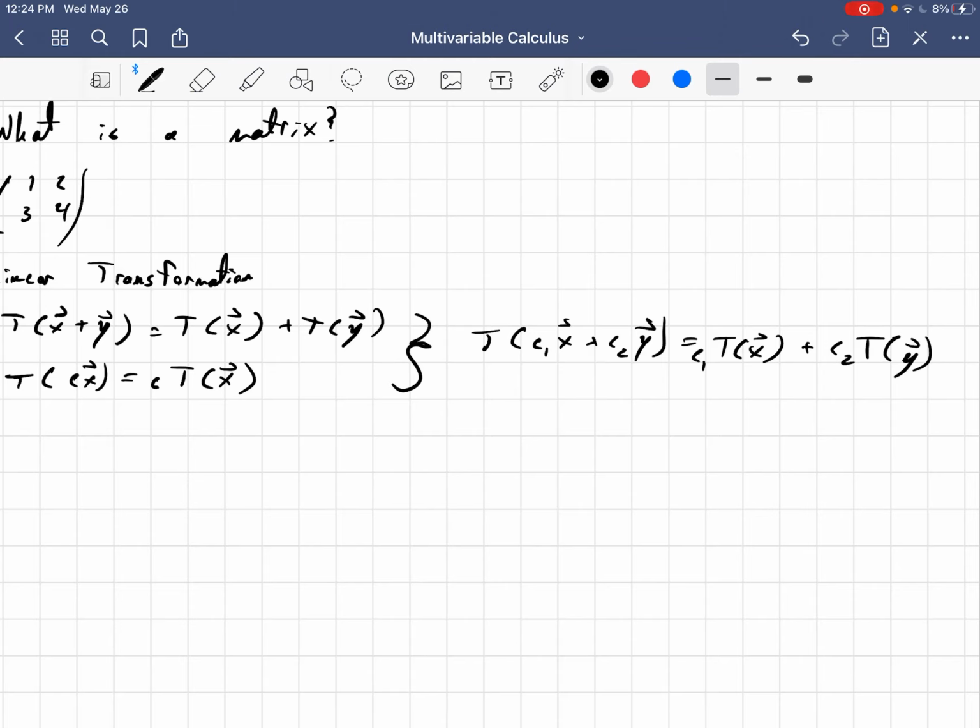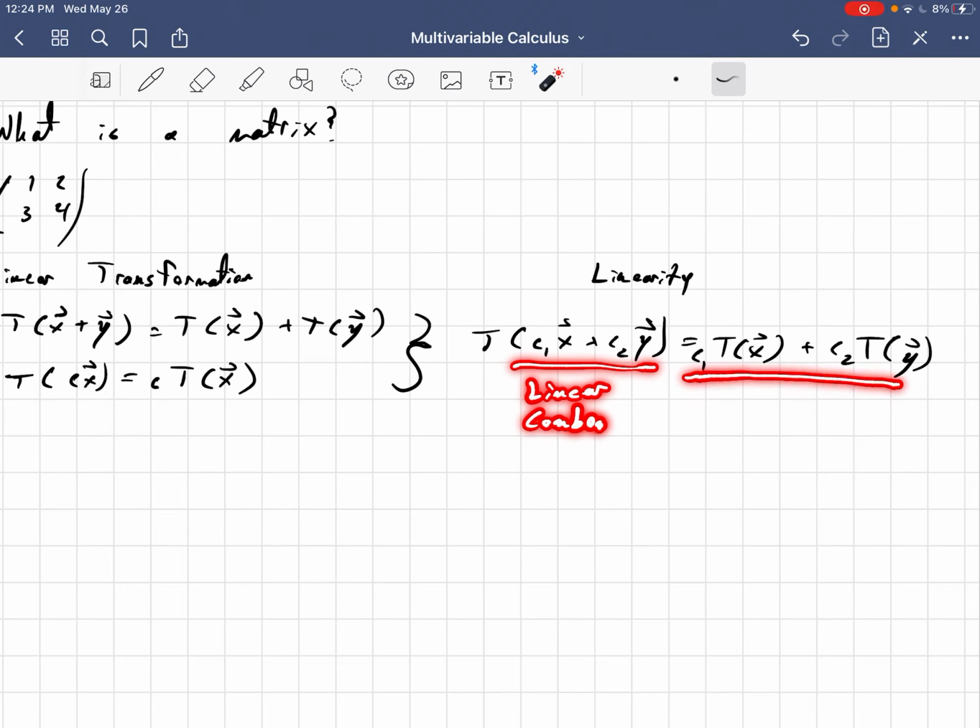Now, formally, this is what it means for a transformation, a multivariable function, to be a linear transformation. And this property here is known as linearity. It's known as linearity because what it means is that the transformation of any linear combination of two vectors or more is the same thing as a linear combination of the transformations of the original vectors. And so this type of restriction on this multivariable function lets us talk about a lot of really nifty properties.